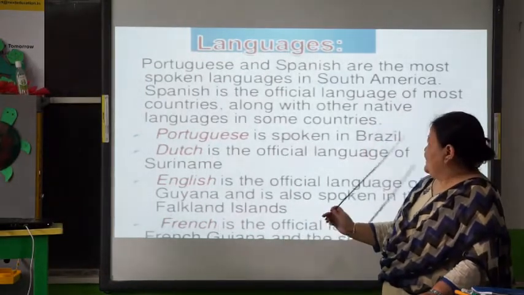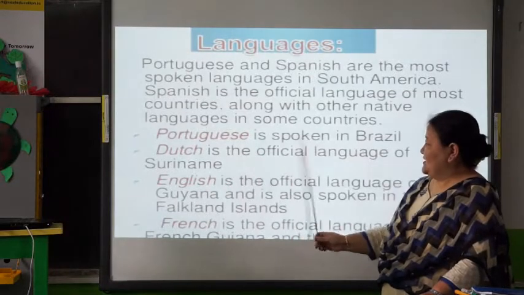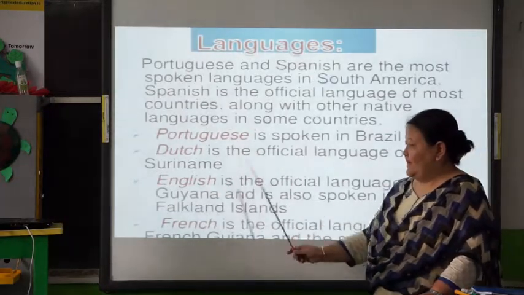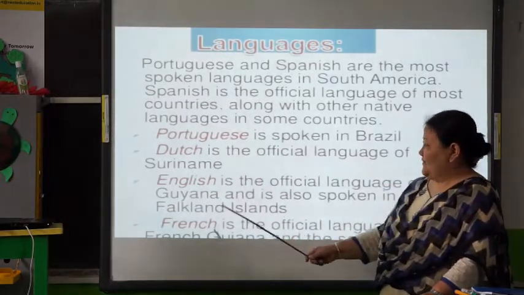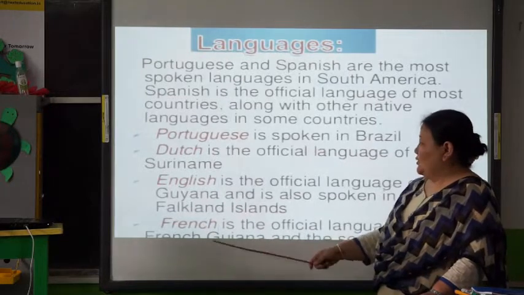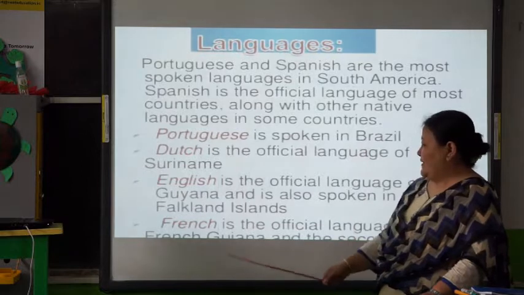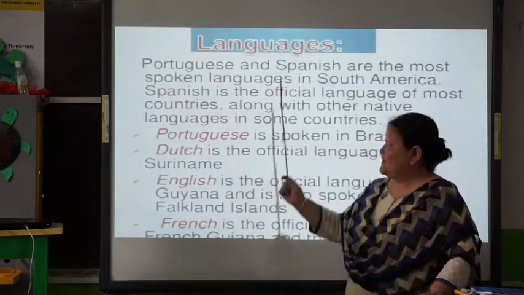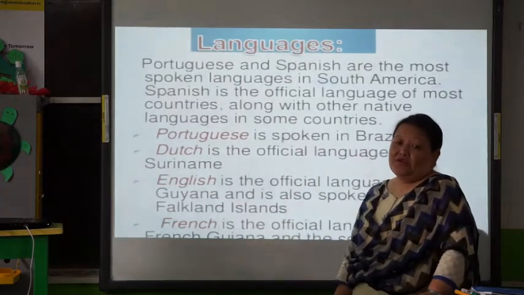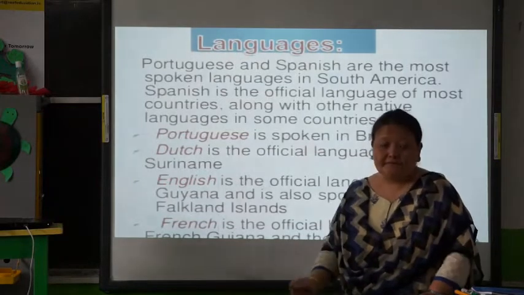So Portuguese is spoken in Brazil, Dutch is the official language of Suriname, English is the official language of Guyana and is also spoken in the Falkland Islands. So French is the official language of French Guiana. Okay, so these are just the languages which are spoken in South America.